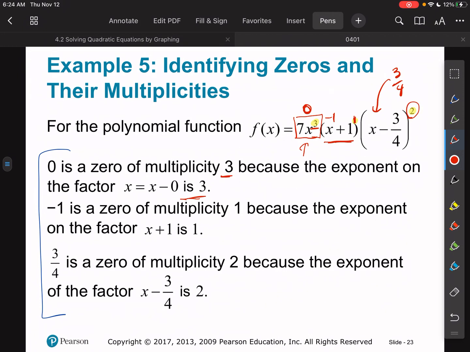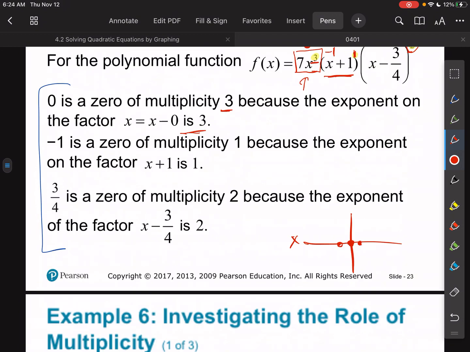Now, just to be clear, on our graph, we have zeros at the factors. So we know that this graph either crosses or touches at 0, at -1, and at 3/4. Something happens on the x-axis in those 3 spots: at 0, at -1, and then at positive 3/4. There's something happening at all of them. Now, let's get into what these multiplicities help us see in the picture.